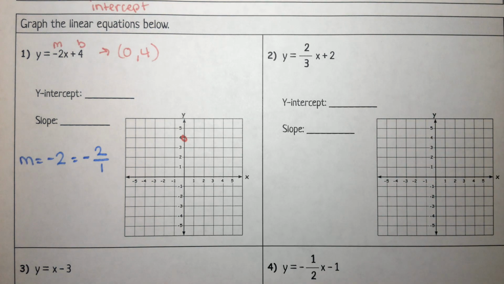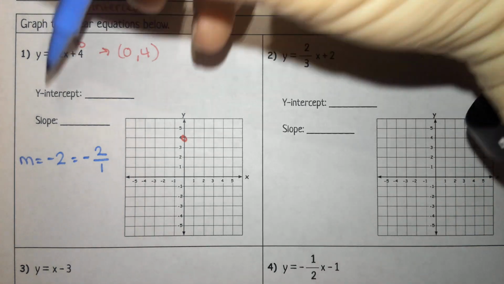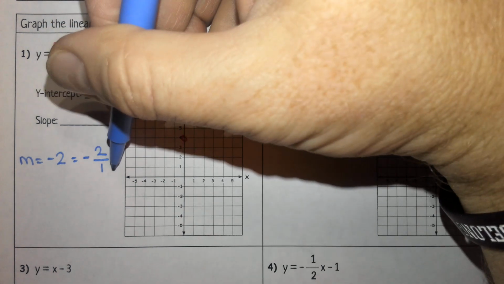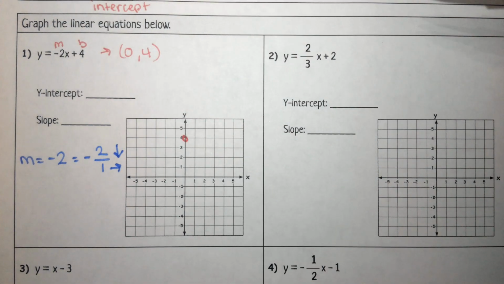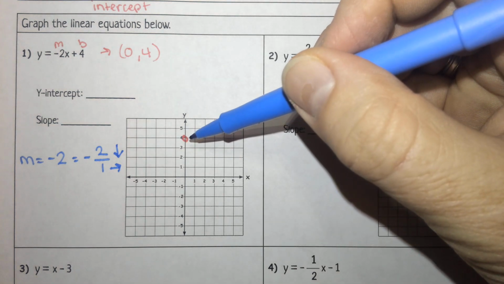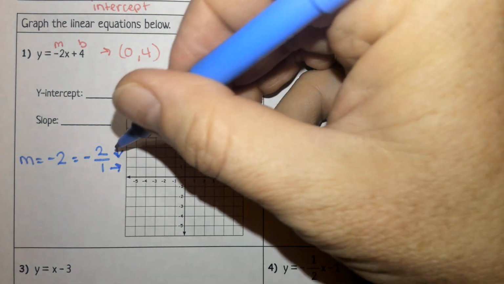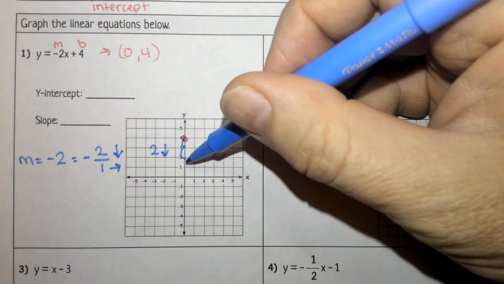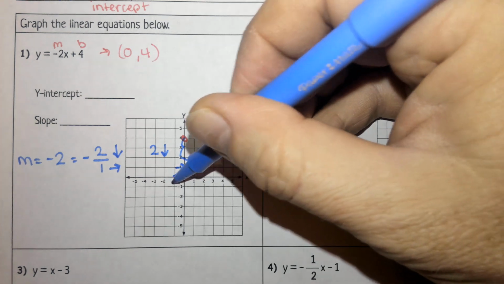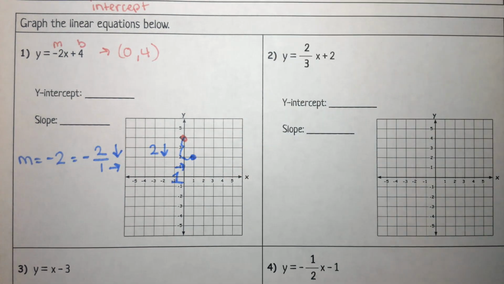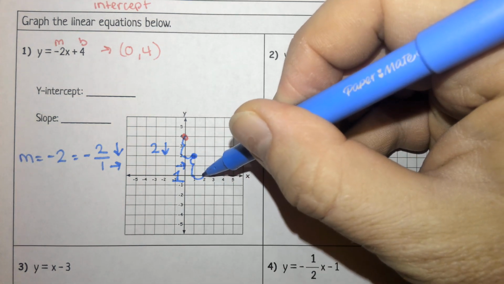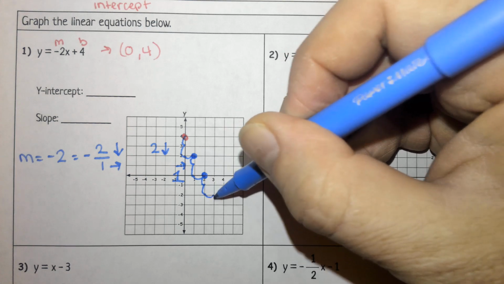And the reason that I do that is because now you can see rise and run, because the rise is on top, the run is on bottom. So our rise, because it's negative, is going to go down 2, and our run is going to go right 1. And we always do that starting from our y-intercept. So from this point, I'm going to count down 2, so down 1, 2, and then right 1. Then you put a point. And if you want to keep going, you can go down 2, right 1, down 2, right 1.